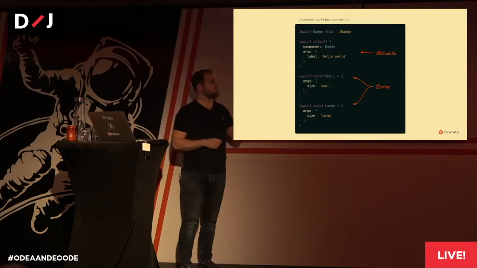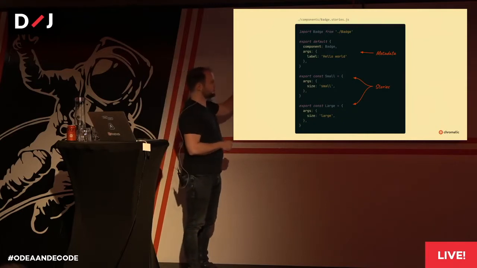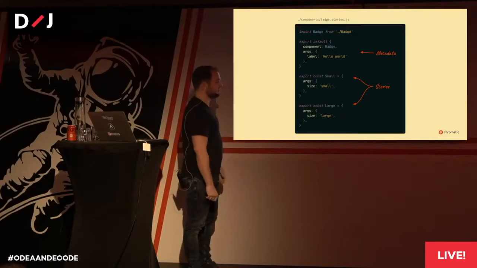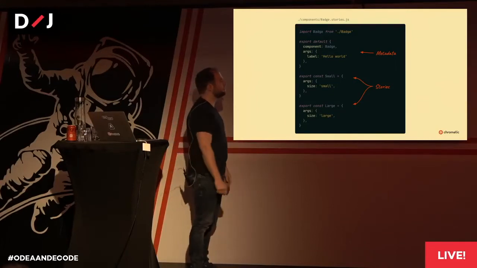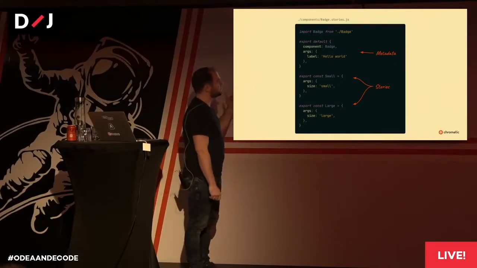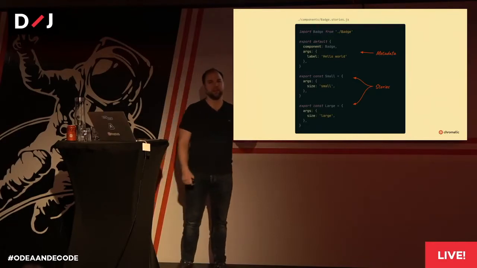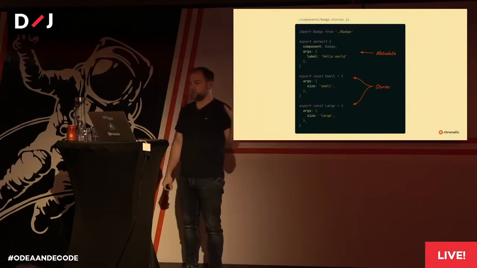We say this is a component, and we specify some metadata as the default export in this file. That's just an object. So there is, again, no special syntax here. It's just a JavaScript object that we happen to export from this file. In this case, I'm specifying some arguments because it needs a label, and I don't want to repeat that label each time. So it's just going to be hello world.